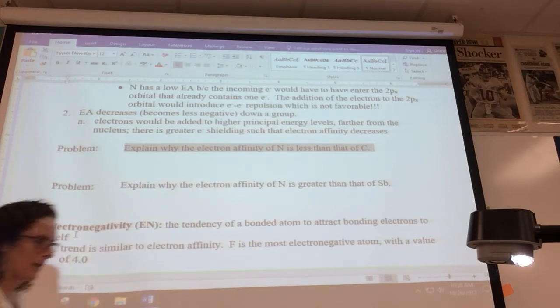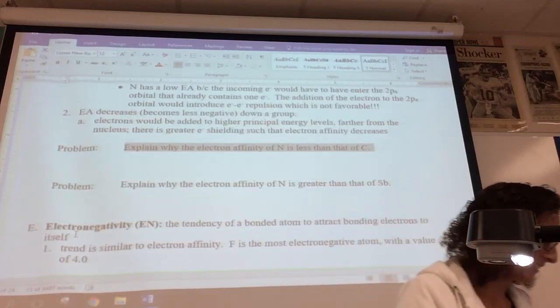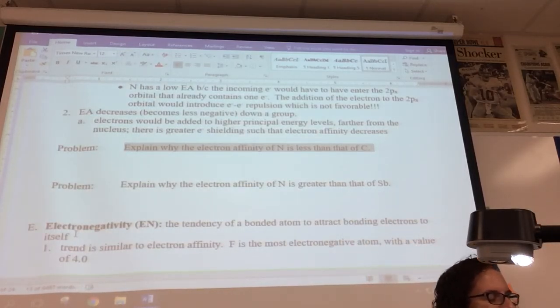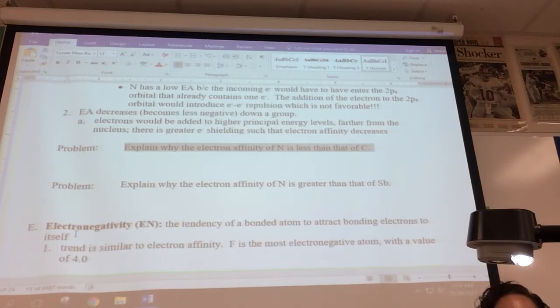Alrighty, let's see how we did. I feel better. Explain why the electron affinity of nitrogen is less than that of carbon. Go ahead, Amelia. Because an electron was added to the 2px shell, which already has an electron, so they repel each other. And then just make sure you explain what electron affinity is, so the ability to attract and hold that electron would be less. You got it.